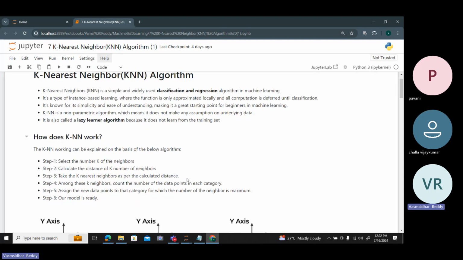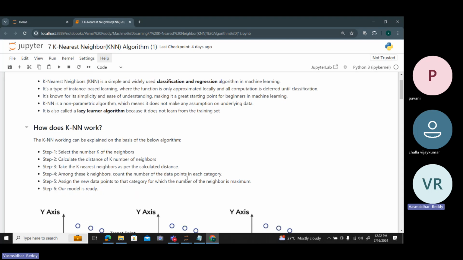How does K nearest neighbor work? First step, select the number of K values. We need to select like 5, 3, how many? Mostly we select odd numbers only.